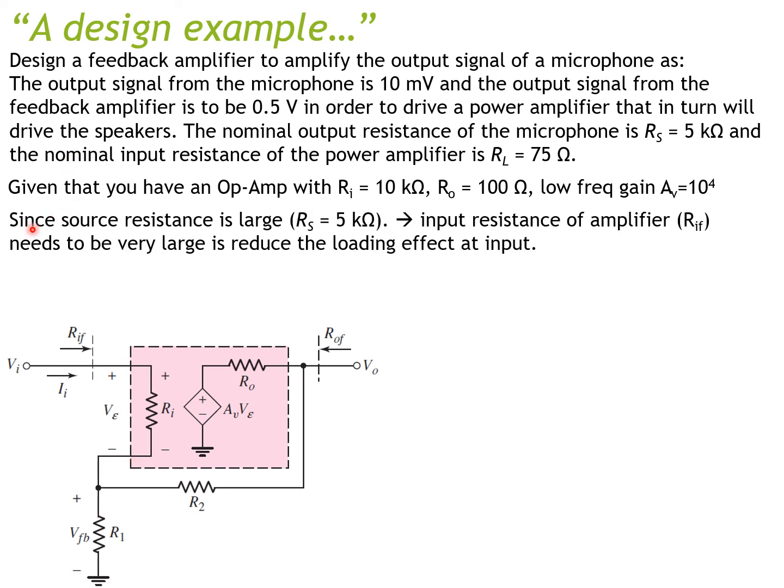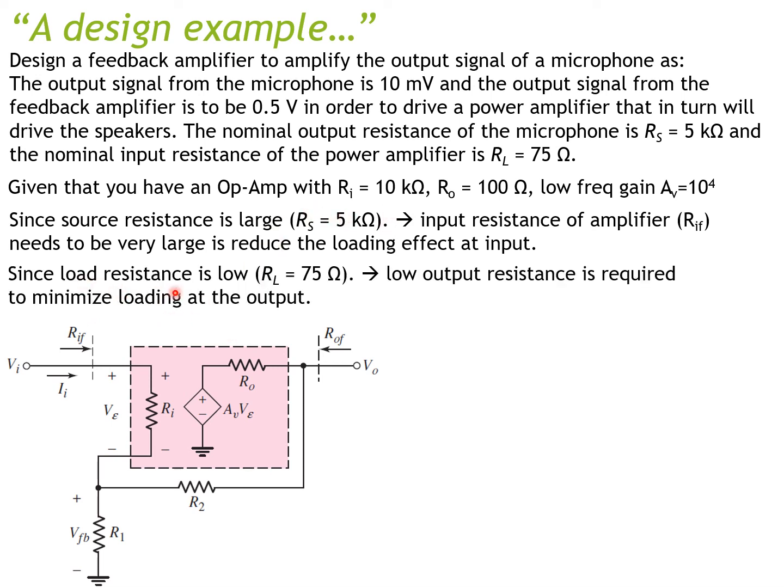The first thing you should notice is that the source resistance is quite large, right? It's 5 kilo ohm. It's not like a few ohms or a few milliohms. So with this large source resistance, when you design your amplifier, the input resistance of the amplifier, or the RIF, needs to be very large so that you can reduce the loading effect at the input. So this number has to be a lot larger than this number.